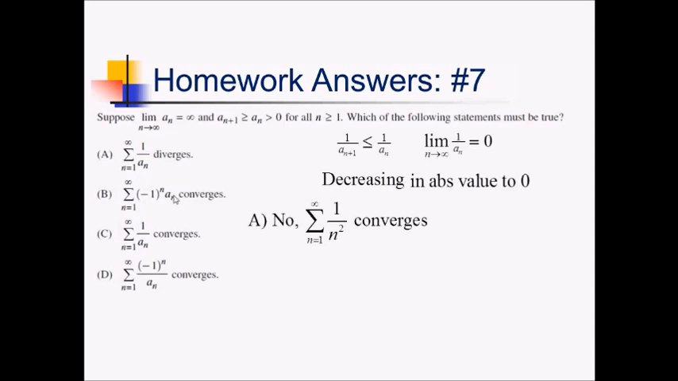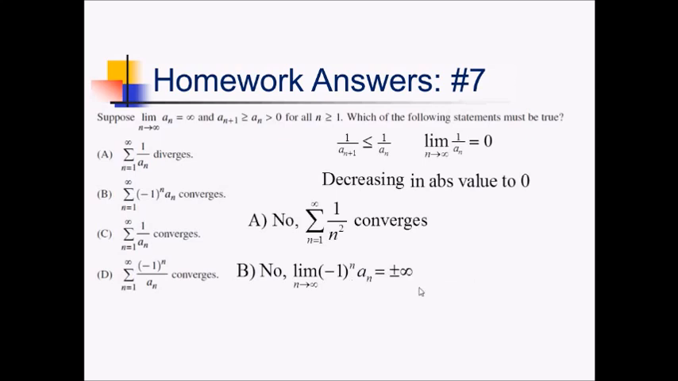For answer choice B, we have an alternating version of this term that's going to infinity, and they're saying that converges. Well, this one's pretty easy to disprove. If we take the limit of this thing as n approaches infinity, this is going to be plus or minus infinity, which is not 0.